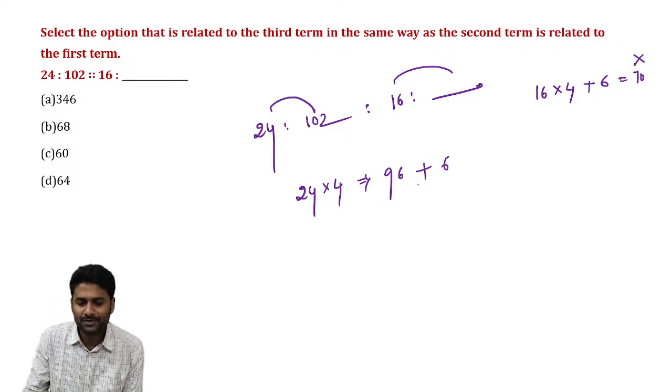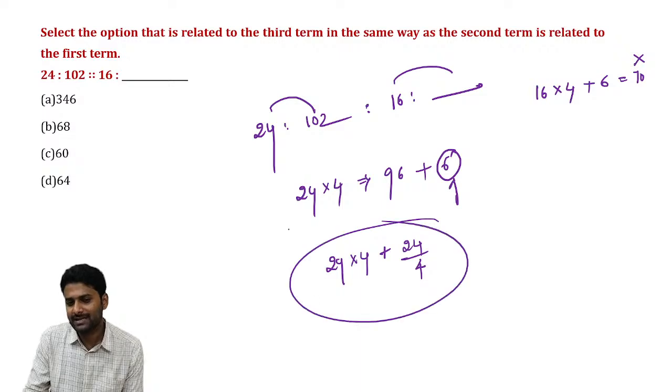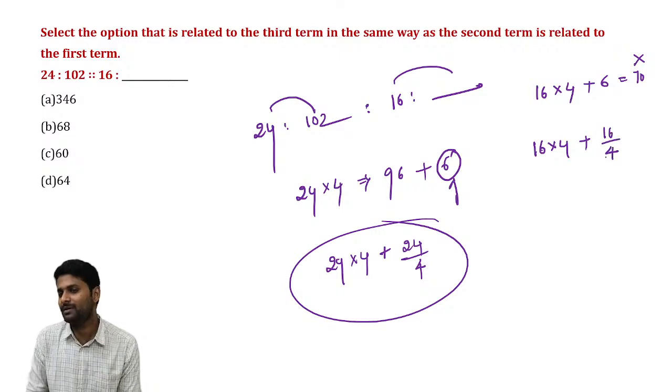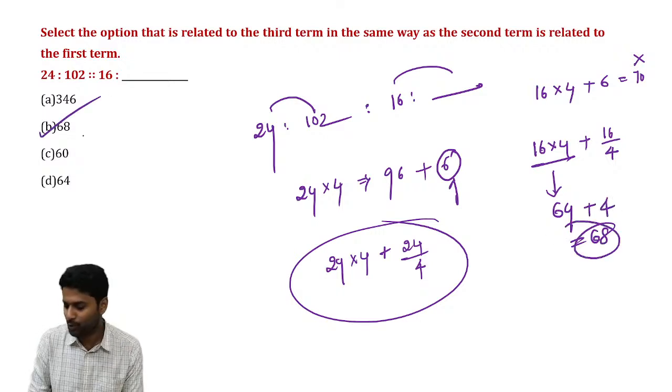Now see, if you observe the reason behind adding 6: 24 is multiplied by 4 plus 24 is divided by 4, that is the reason. In the same way, 16 is multiplied by 4 plus 16 is divided by 4, and don't add 6 units blindly. There is a reason to add that number. So 16 into 4 is 64, 16 by 4 is plus 4, then the resultant becomes 60. Hope you understand.